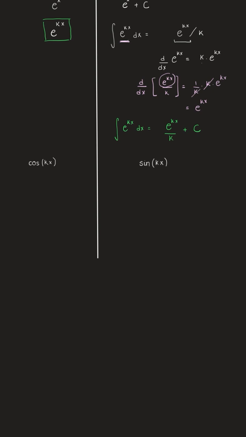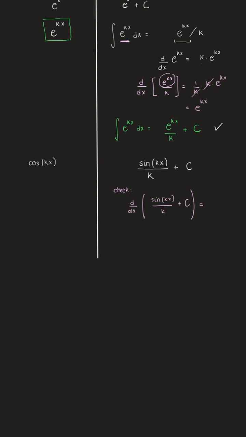But I can't stop there because I know that if I take the derivative of sine of kx, I'm going to get k times cosine of kx using the chain rule. So what we need to do here is divide again by k like we did in the previous example. So I'm going to conjecture that the antiderivative of cosine kx is sine kx over k plus c. So we're going to do our check once again. Our check will be, we're going to take the derivative with respect to x of sine of kx over k plus c, and this should give us cosine of kx. So let's see.